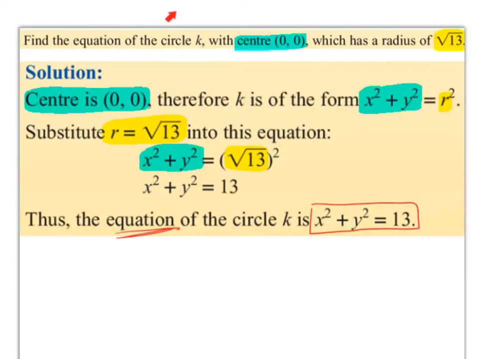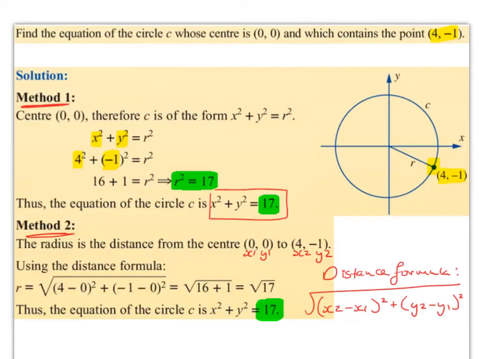Find the equation of the circle K with centre (0, 0), which has a radius of root 13. The centre is (0, 0), therefore K is of the form x squared plus y squared equals r squared. Substitute r equals root 13 into this equation, so we get x squared plus y squared equals root 13 squared. x squared plus y squared is equal to 13 because the root and the squared cancel. Thus the equation of the circle K is x squared plus y squared equals 13.